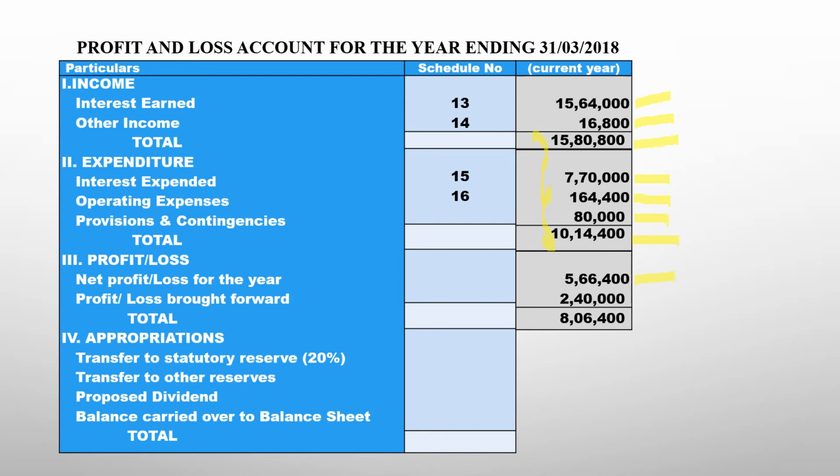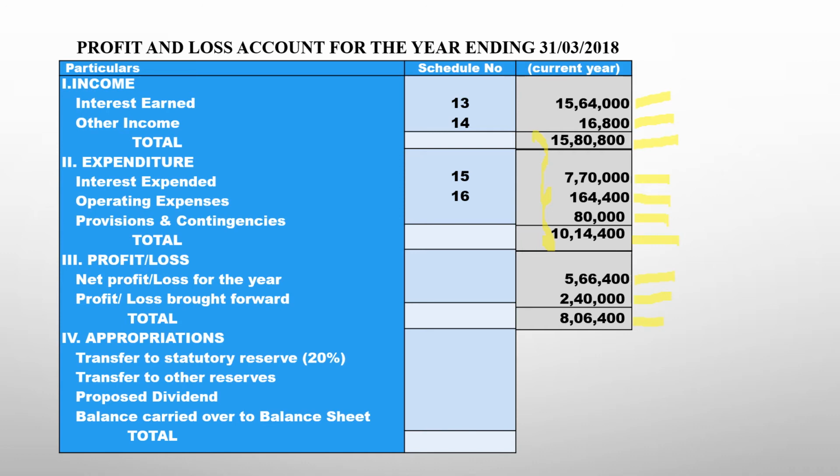Here net profit comes because income is more than expenditure. And profit and loss brought forward, this is an adjustment item: previous year's profit forwarded to the next year, that is 2,40,000. And the total profit is 8,06,400.